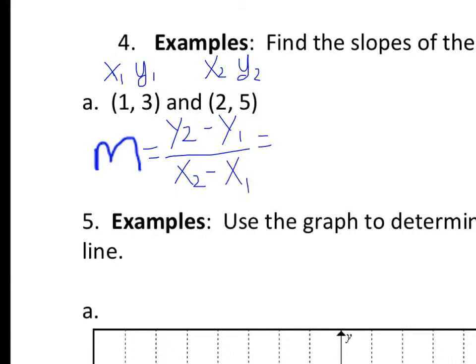So we just plug in the numbers that correspond with those variables. That would be 5 minus 3 over 2 minus 1. And simplifying, we get 2 over 1, but that's not simplified enough. It's really just 2.